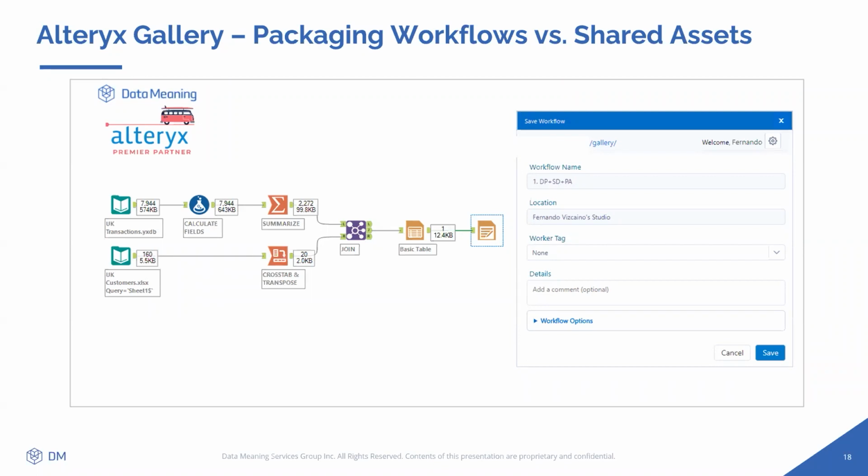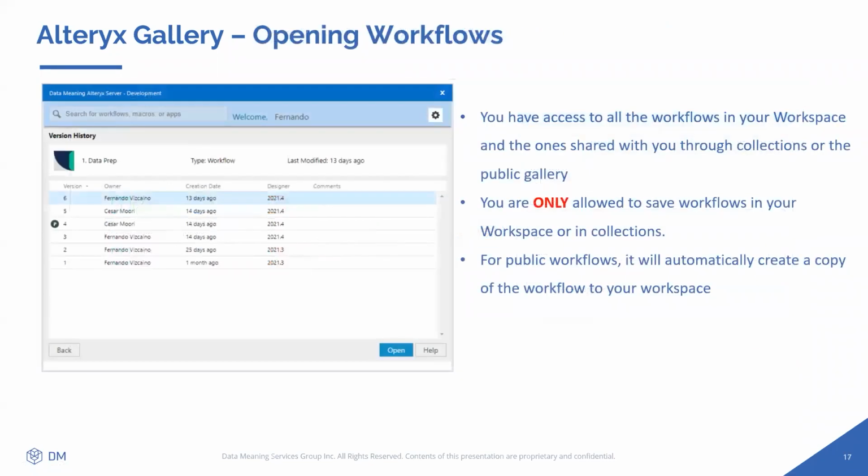When saving workflows in your gallery, you have two options, right? You have the Save As option and the Save option. With Save As, you are creating a copy of that workflow with this name to this location, to Fernando Vizcaíno's studio. If you hit Save, then you create a new version of the same workflow. So if you want to see this new version created, you need to hit Save, not Save As.